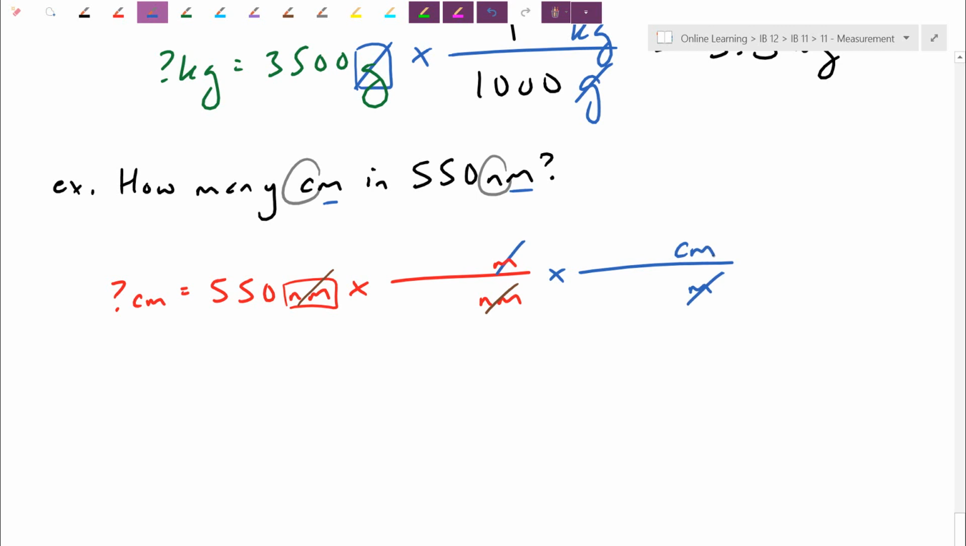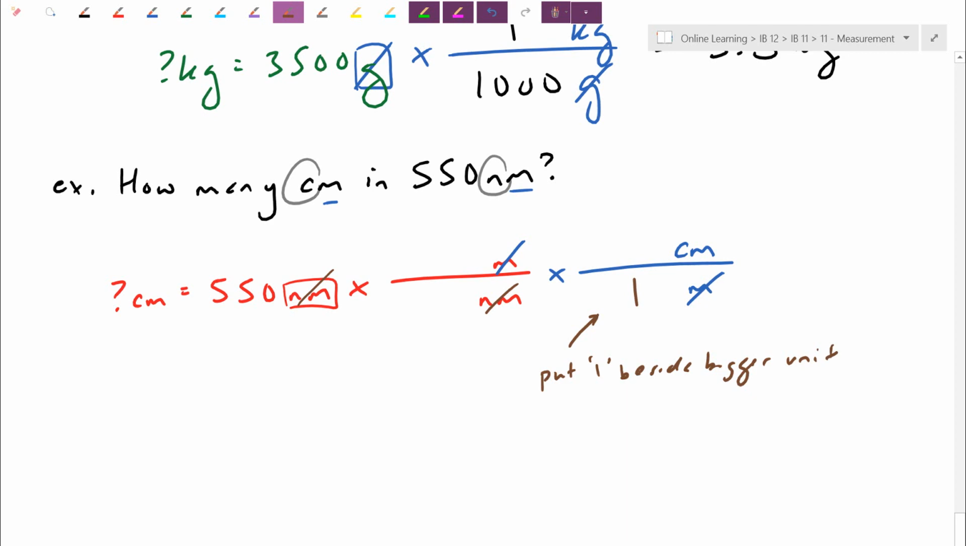Top unit also always cancels the bottom unit, and we basically go through. Let's decide which one's bigger. Let's do the first one here. So between centimeters and meters, which one's bigger? Hopefully meters is bigger here. We're going to put a 1 beside the bigger one. Okay. Put 1 beside the bigger unit.